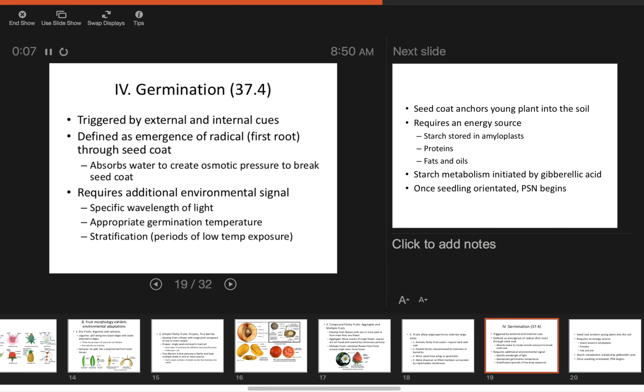Okay, so the definition of germination is when the first root goes through that seed coat. It has to absorb water to create osmotic pressure for it to crack open. It does require some environmental signals, like a specific wavelength of light, usually red, appropriate germination temperature, so warmer temperatures, and then stratification periods of low temperature exposure so it doesn't freeze.